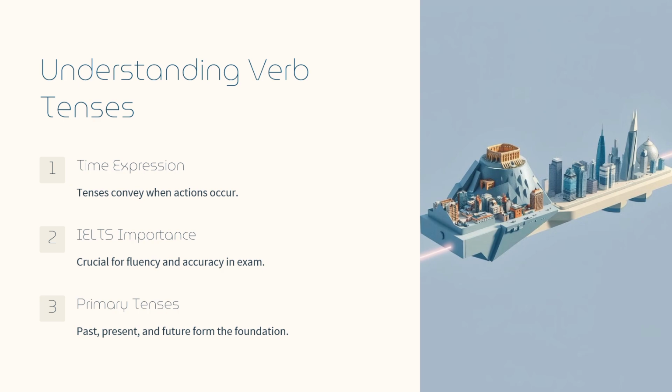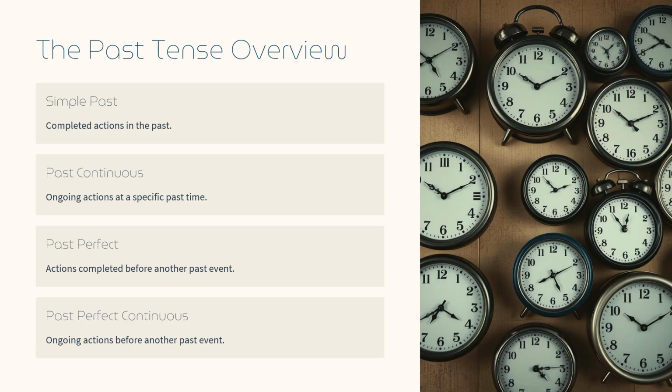So as mentioned earlier, we're going to focus on the three primary tenses: the past, present, and future, along with their various forms. Okay, so first let's take a closer look at the past tense. Now this tense is used to describe actions or events that happened before the present moment. It's essential for narrating stories, sharing experiences, or discussing things that are no longer true. There are four main forms of the past tense that we're going to cover.